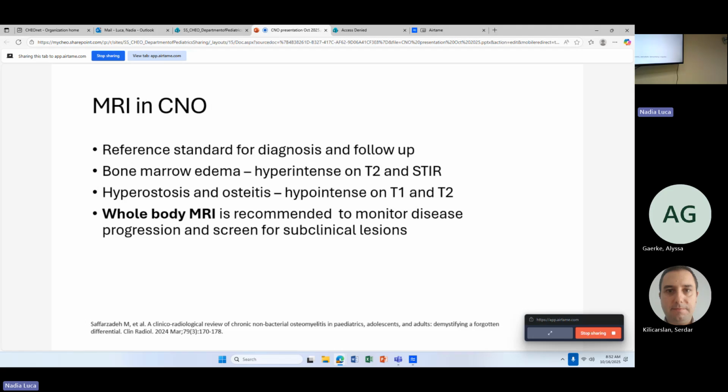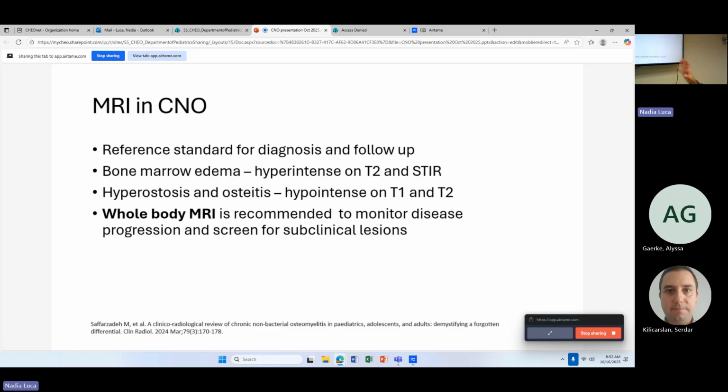And then you'll notice we often will request a whole body MRI. And there is a protocol here at CHEO that they do specifically for this query of CNO, where it's certainly not going to be every view of every area. It is an abbreviated scan, but it gives us a good idea of whether there are many lesions and anything that's subclinical. And the real reason to do it is it might alter your treatment.